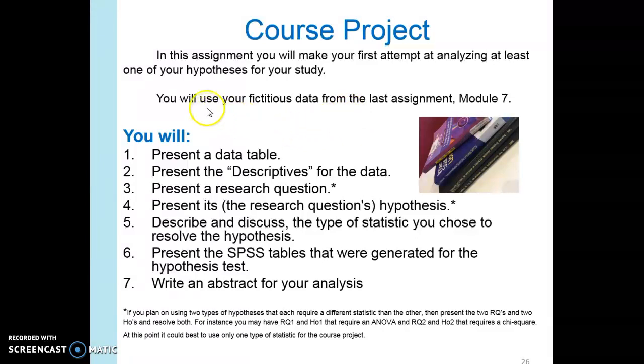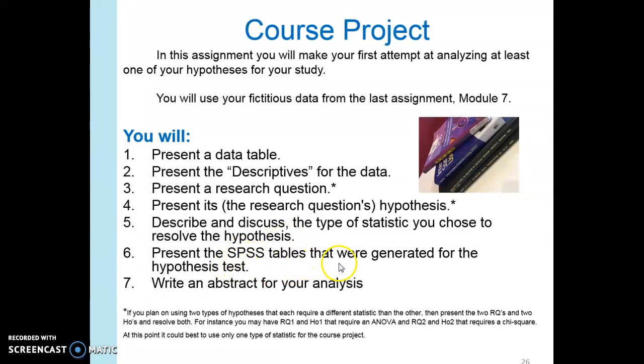And that's what this is. This is a dress rehearsal. You can change what you will. When you get to the real data, you can't change anything. You're going to present a data table, descriptive statistics for the table, a research question you're going to solve, the hypothesis you're going to solve, and you're going to discuss the statistics that you chose. You can use Cronk for that. Whatever you chose, you can look in there and find what you need.